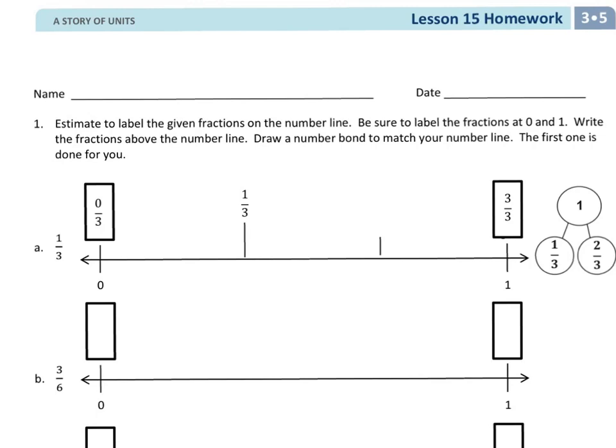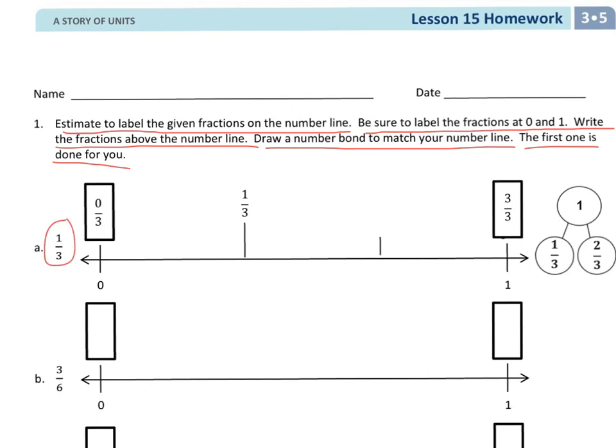The directions state: estimate to label the given fractions on the number line. Be sure to label the fractions at 0 and 1. Write the fractions above the number line. Draw a number bond to match your number line. The first one will be done for you. Okay, it's about done for me.